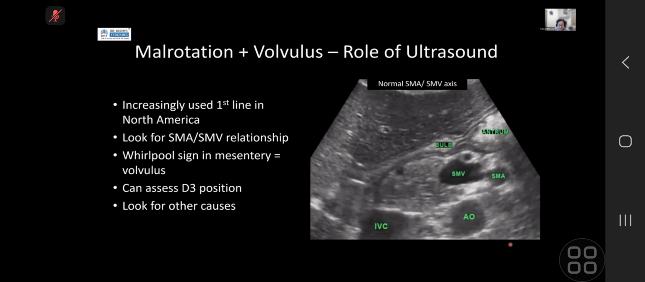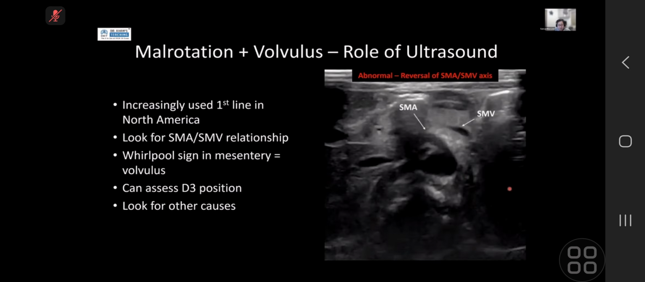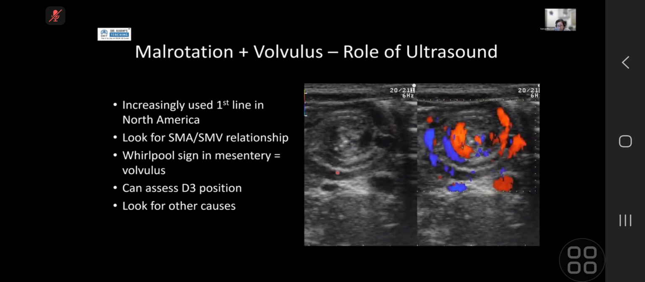So your normal SMA-SMV axis, your SMV should be between the 9 to 12 o'clock position relative to your SMA. Okay. And if it's abnormal, you can see if your SMA is here, your SMV normally should be here, but it's on the other side. So that's reversal. And in volvulus, what you're looking for is this swirling of the mesenteric vessels. That's why I said it's highly suspicious of volvulus.